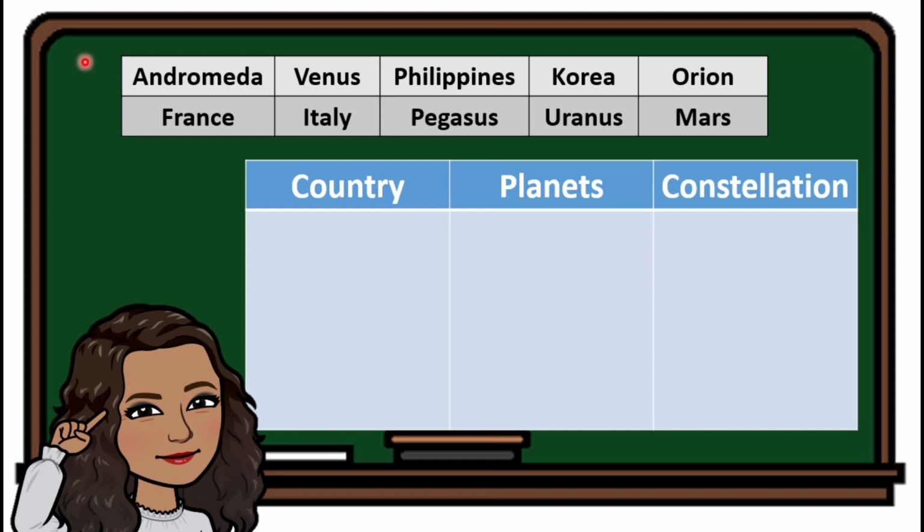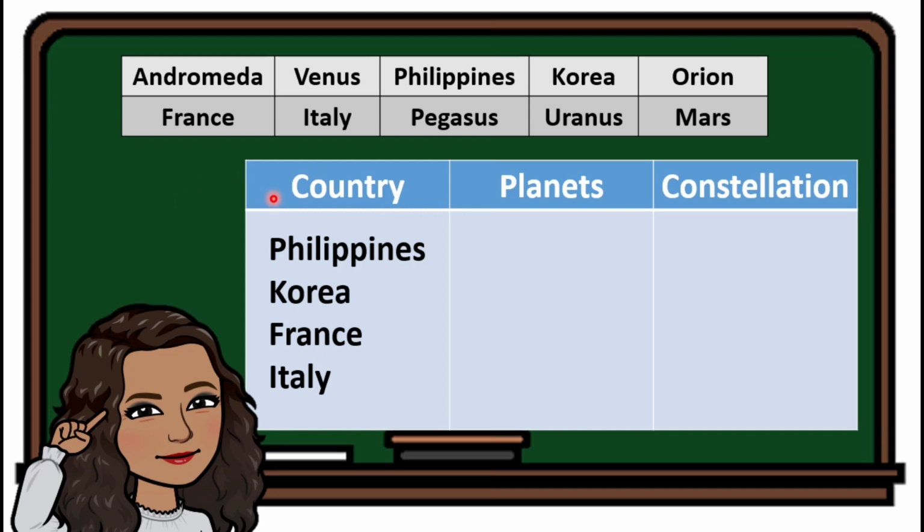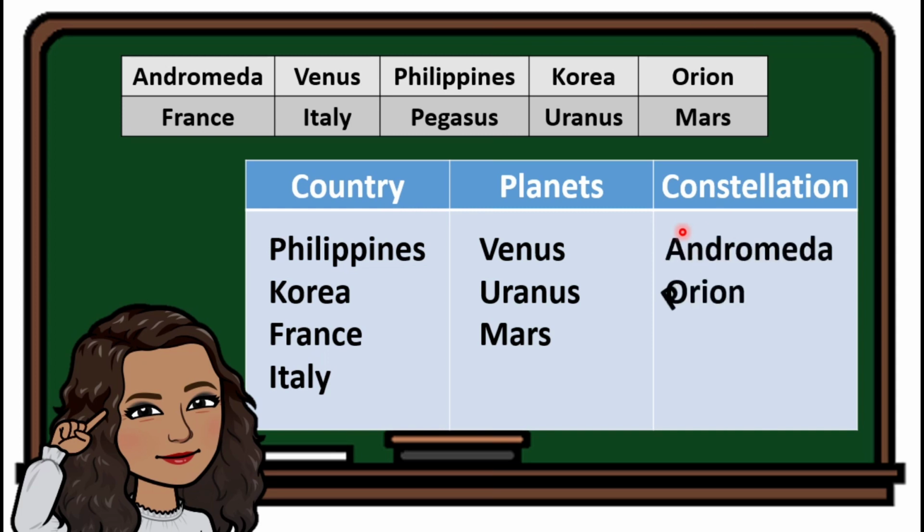Time's up. I hope you're finished already. Let us first give the answers to the first category. For country, we have Philippines, Korea, France, and Italy. For planets, we have Venus, Uranus, and Mars. And for constellation, we have Andromeda, Orion, and Pegasus.